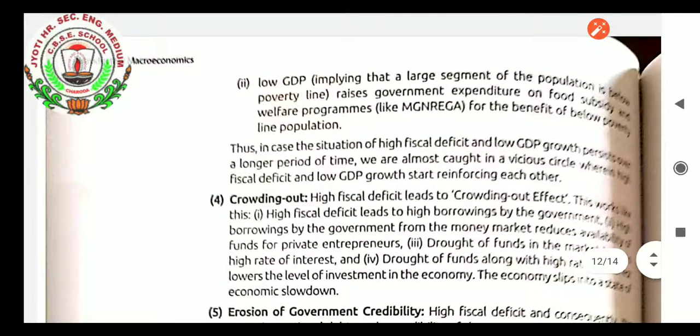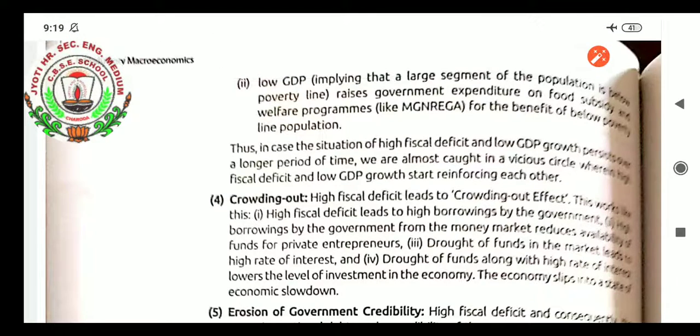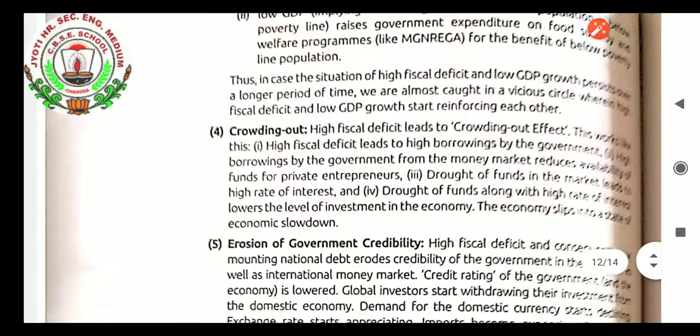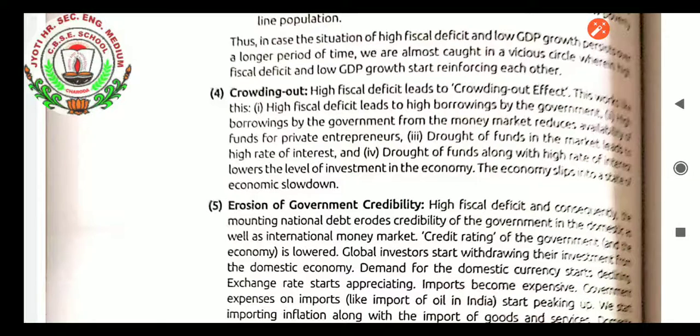Thus, in case the situation of high fiscal deficit and low GDP growth persists for a longer period of time, we are caught in a vicious circle wherein high fiscal deficit and low GDP growth start reinforcing each other. Crowding out. High fiscal deficit leads to the crowding out effect. This works like this. High fiscal deficit leads to high borrowings by the government. Definitely the borrowings of the government will increase. When the government is indebted, you can think about the nation whose government is indebted. High borrowings by the government from the money market reduce availability of funds for private entrepreneurs.